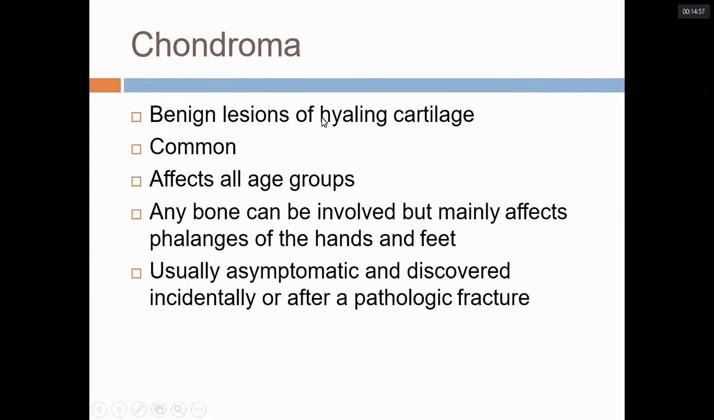Chondroma. Chondroma is a benign lesion of the hyaline cartilage. It's a common cartilaginous tumor, and it affects all age groups. Any bone can be involved, but it mainly affects the phalanges of the hands and feet, and usually it's asymptomatic and discovered incidentally or after pathological fractures.